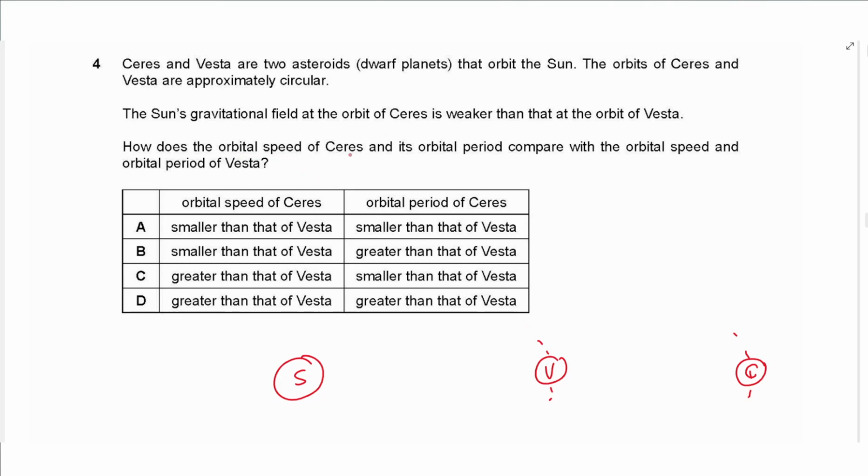How does the orbital speed of Ceres and its orbit period compare with the orbital speed and orbit period of Vesta? As you get closer to the sun, the speed of motion increases. So here the speed is higher than at Ceres, and the periodic time here is less than the periodic time at Ceres. So the orbital speed of Ceres is smaller than that of Vesta because it's further away, and the orbit period of Ceres is greater than that of Vesta because it's further away from the sun. So the answer is B.